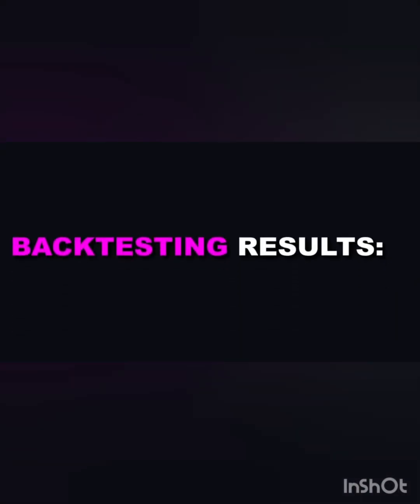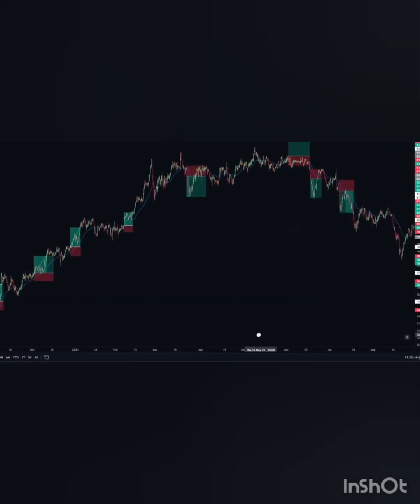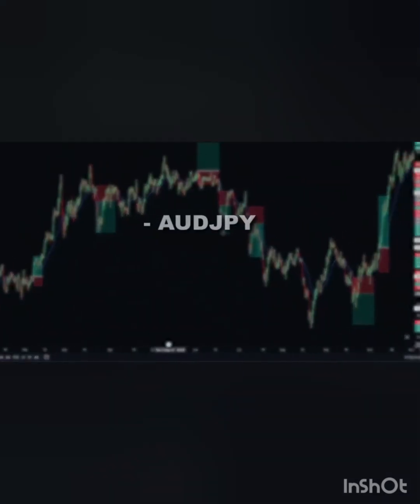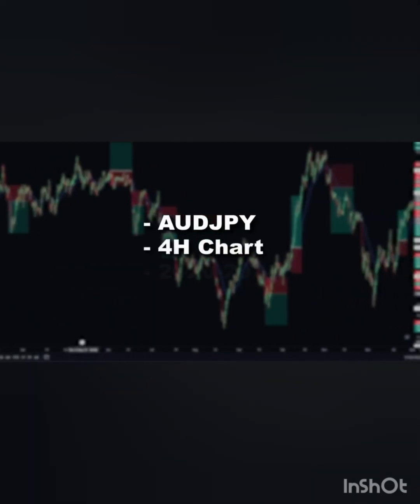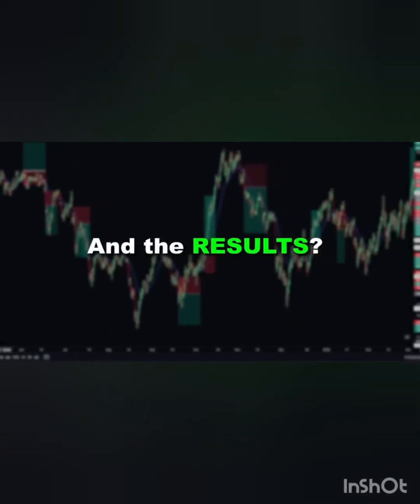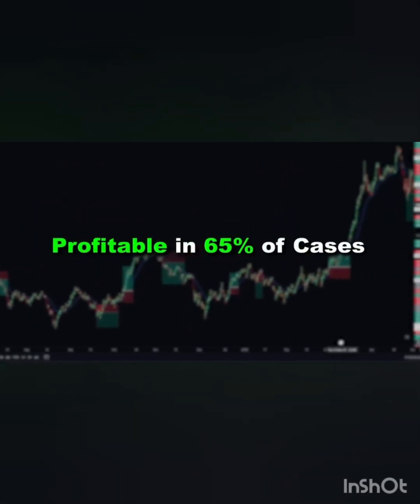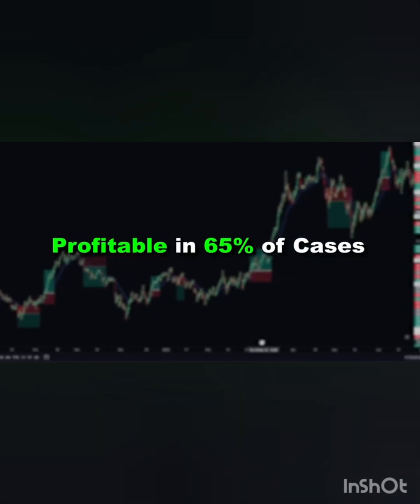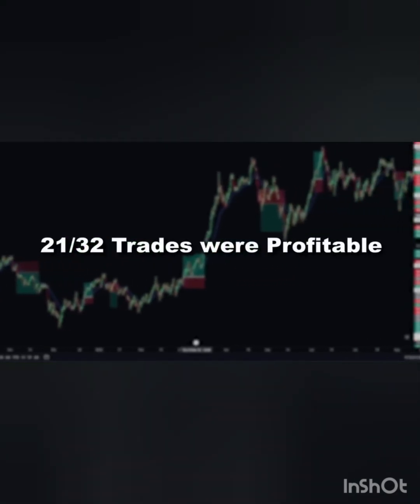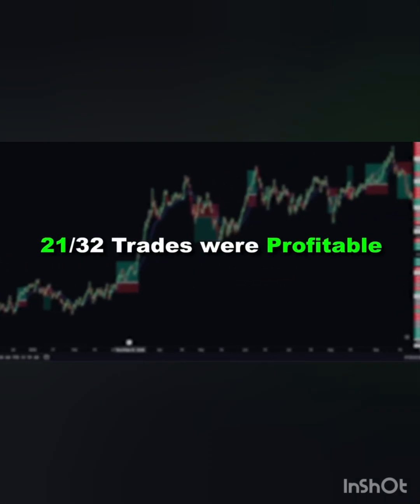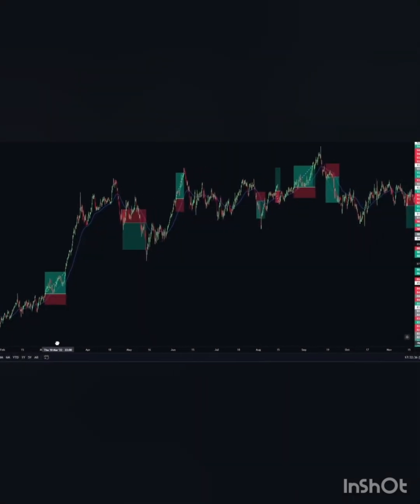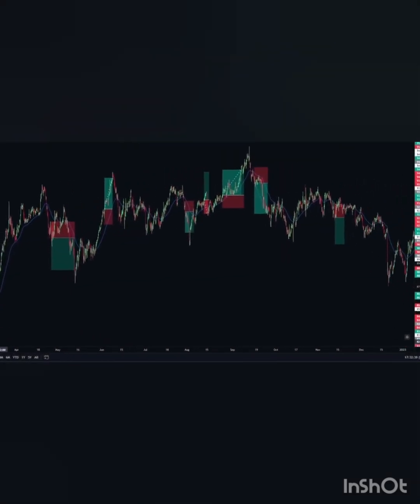Now, it's important that I show you the backtesting results of the strategy. As you can see here, this is every single setup of our strategy that has occurred on the Aussie Japanese dollar chart from 2020 to 2024. And the results? The trade was profitable 65% of cases, and that's a really good average. In that timeline, I used this strategy a total of 32 times, and 21 out of 32 trades were profitable. So it's proof that your strategy doesn't have to be complicated if you want to make money with trading.